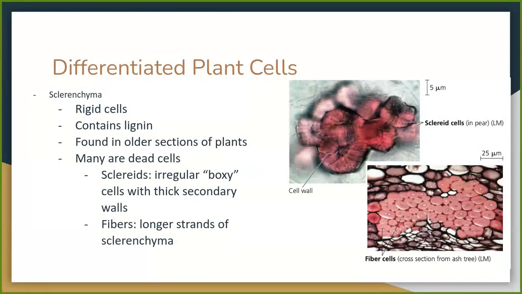Sclereids are boxier shaped, and they're boxier and more irregular than fibers are. They have very thick secondary walls, and this makes up structures such as seed coats. And then the other one, the fibers, they're just longer strands. These fibers can be made into different structures, such as ropes.